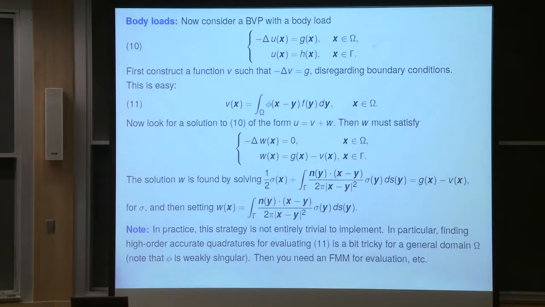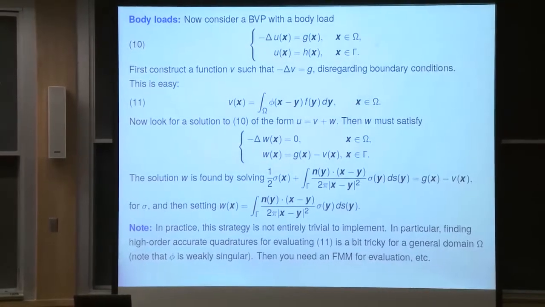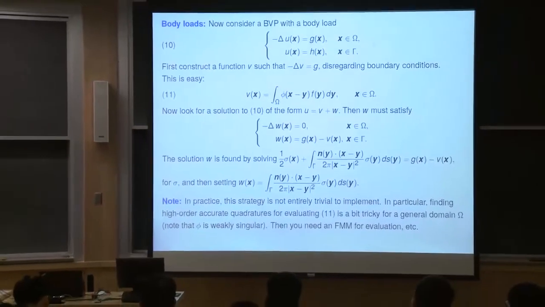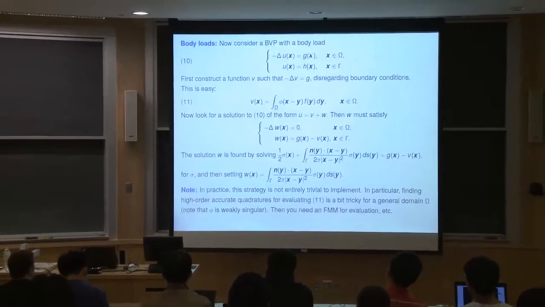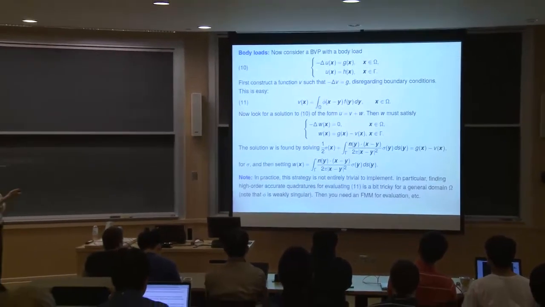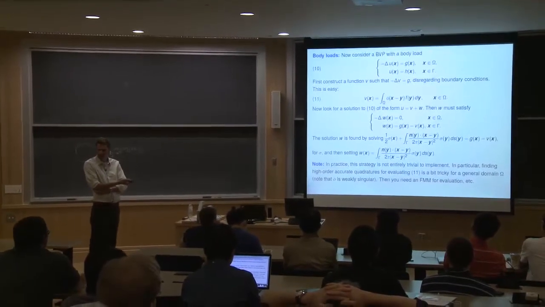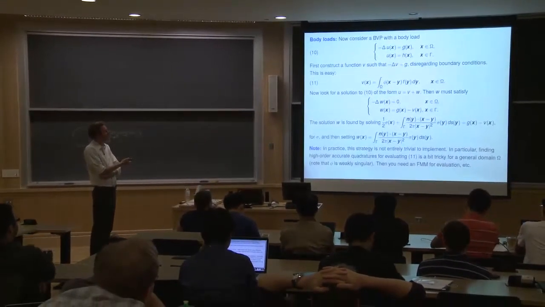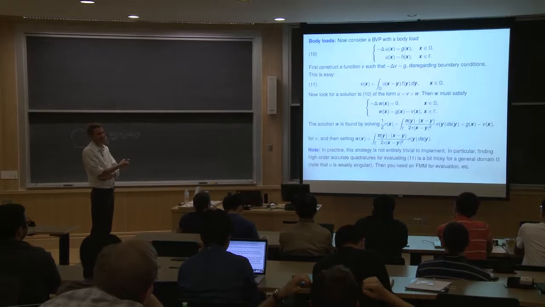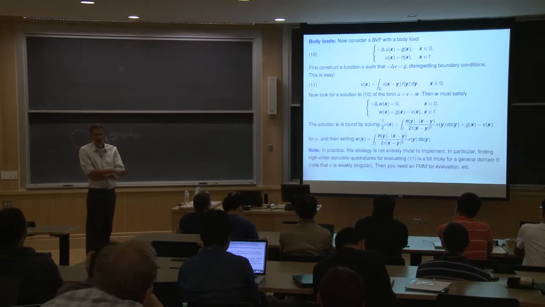Okay, so what about body loads? I mentioned earlier that the integral equation framework is particularly nice if you have constant coefficients and no body loads, but you can still handle body loads because these are linear equations, right? So we can split this problem into two halves. You can first consider just the Poisson equation, minus Laplace u equal to g. Consider that by itself and just don't worry about the boundary condition for a moment.